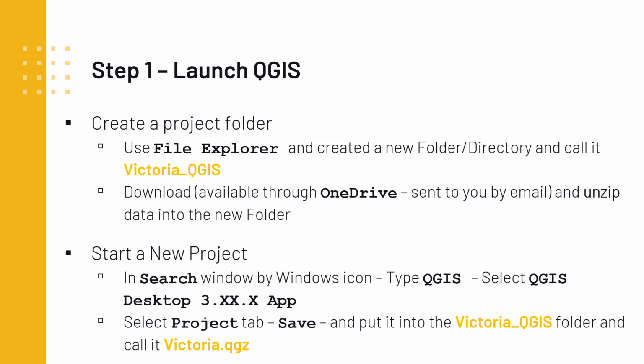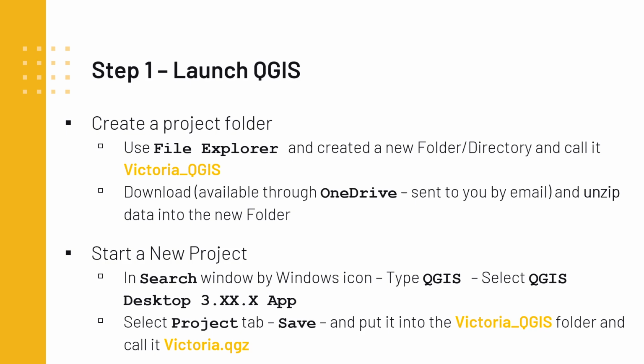Hopefully you've already downloaded the data through OneDrive that I sent to you through an email. I'd like you to unzip that data into this new folder, again, the folder that you called Victoria_QGIS. Then we're ready to start the QGIS application. In the search window, down at the bottom next to the Windows icon, you're going to type in QGIS. You're going to select the QGIS desktop application.